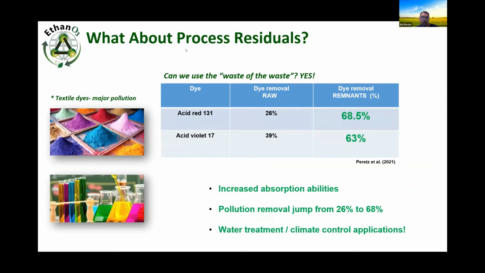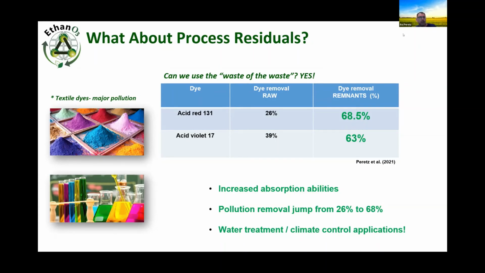So we produce ethanol, but still it's not 100%. We have some remaining solids. So what can we do with the remaining solids? One idea is to use them as an absorbent material to remove contaminants from water, because we showed in our research that after the ozonation process, the remnants show a high absorption ability because of different electrostatic properties that they now show.